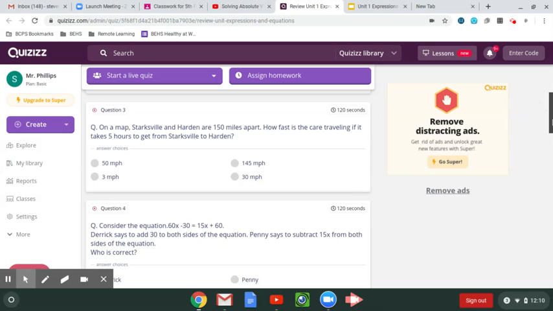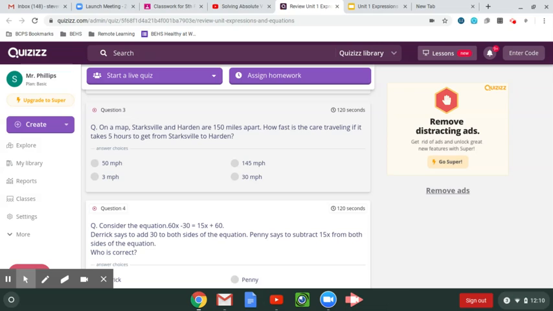Question number 3. On a map, Starksville and Hardin are 150 miles apart. How fast is the car? It should have been car, I'm sorry. How fast is the car traveling if it takes 5 hours to get from Starksville to Hardin? Now, automatically with miles per hour, you should think distance over time. Miles per hour is when you take your distance and you divide by your time. That's how you get miles per hour.